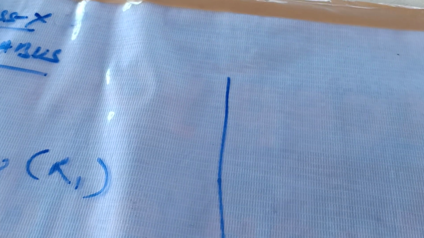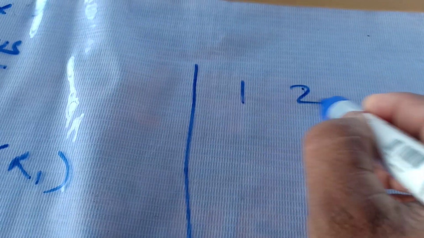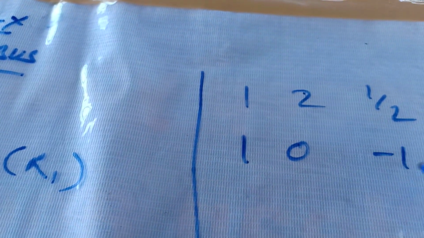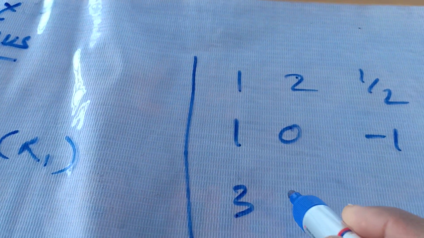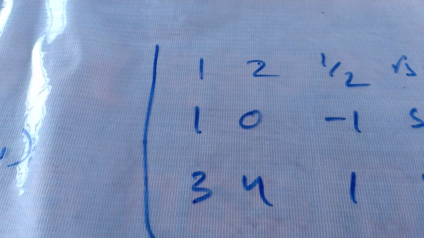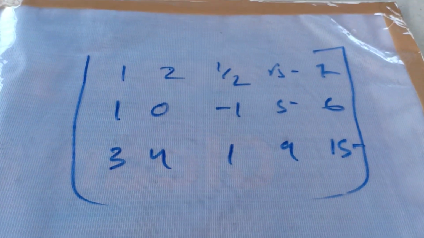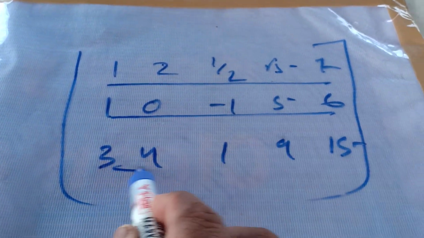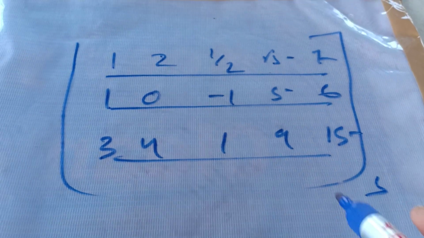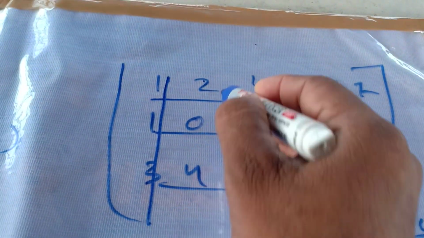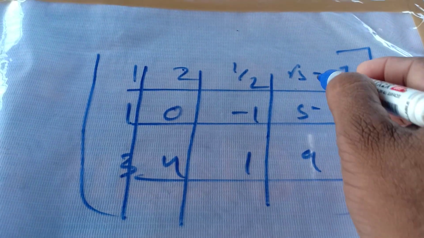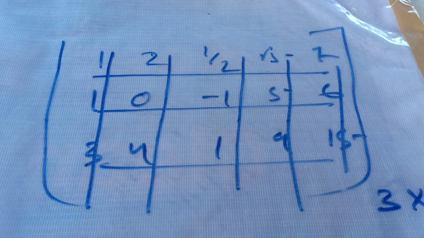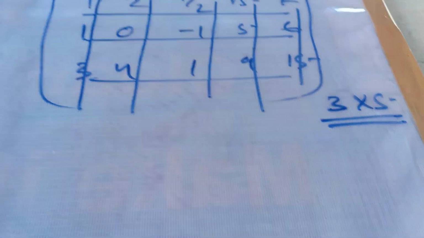Similarly, you can write another matrix. I am writing a bigger one. 1, 2, 1 by 2, root 5, 7, 1, 0, minus 1, 5, 6, 3, 4, 1, 9, 15. So this is the matrix. How many rows are there? 1, 2, 3. 3 rows. Next, columns: 1, 2, 3, 4, 5. 5 columns are there. So 3 rows and 5 columns. Order is 3 into 5. Hope I am clear to everybody.